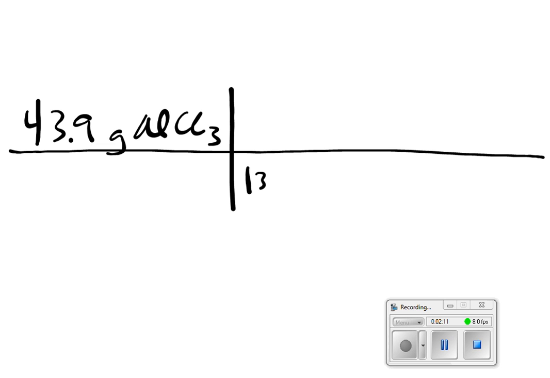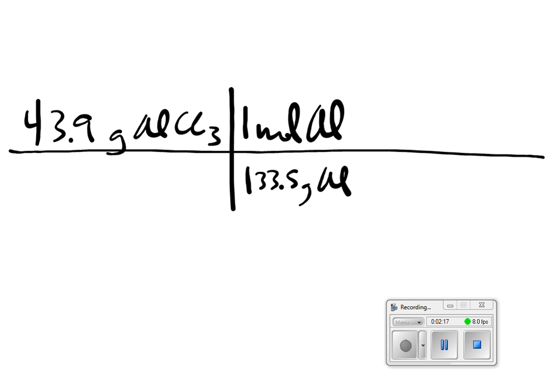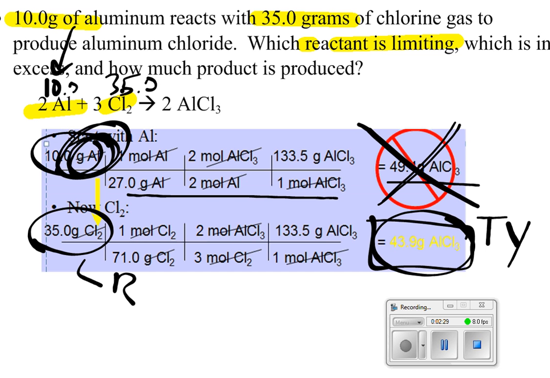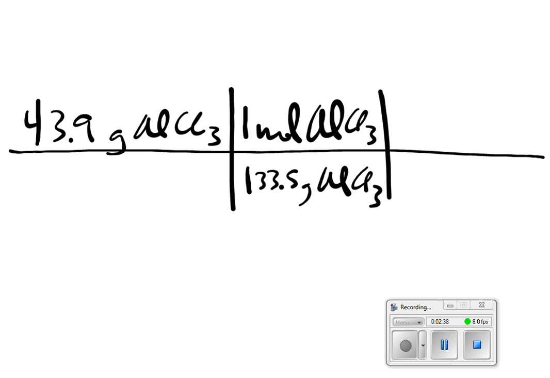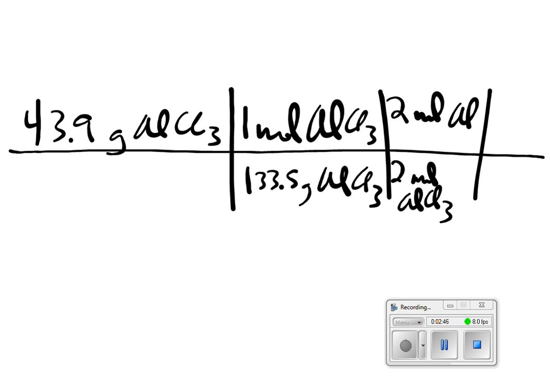So I go 133.5 grams of aluminum chloride is equal to 1 mole of aluminum chloride. Once I get to moles in the upper part of the grid, like you see here, then I go to the ratio. It is a 2 to 2 ratio, so it's 2 moles to 2 moles from the balanced chemical equation. So I say 2 moles of AlCl3 is equal to 2 moles of aluminum. Then I do 1 mole of aluminum is equal to 26.9 grams of aluminum.